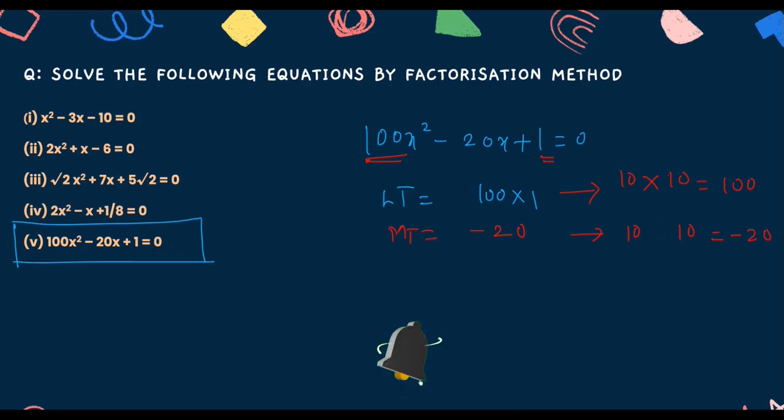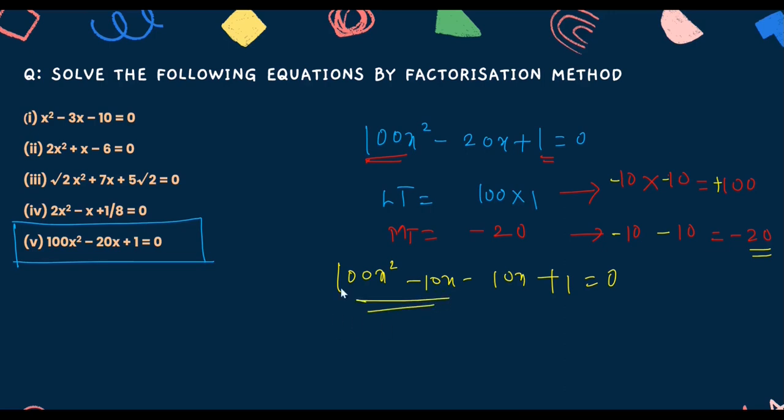But we don't want 20. We want minus 20. So what I will do? To get minus 20, I will make both of the numbers negative. Minus 10 will be minus 20. Here also minus 10, minus 10. Now look, minus minus what? Plus 10 into 10, 100. So very clear. 100x square, first term as it is, last term as it is. Middle we will write minus 10x, minus 10x.